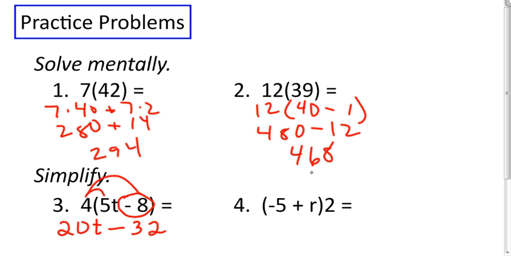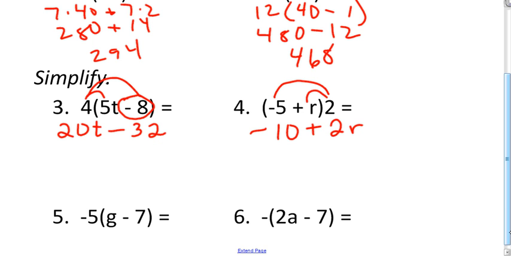Because of the commutative property of multiplication, it doesn't matter if the 2 is in front of the parentheses or after the parentheses, I still get the same result. So 2 times a negative 5 is a negative 10. 2 times r is 2r. That's a positive 2r, so there's a plus sign here. Here are two more problems for you to practice. So again, hit pause and then hit play when you're ready to go.